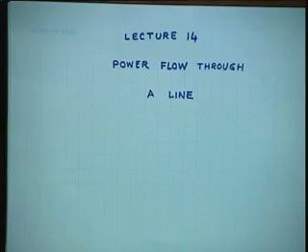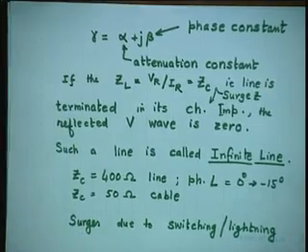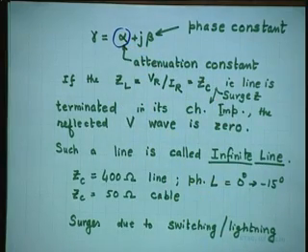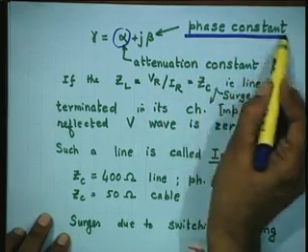Today we are starting lecture 14 on power flow through a line. Now, let us first recall what that gamma was which we used in earlier derivations. If you recall, this propagation constant is a complex number. Its real part alpha is called the attenuation constant and the imaginary part beta is called the phase constant.